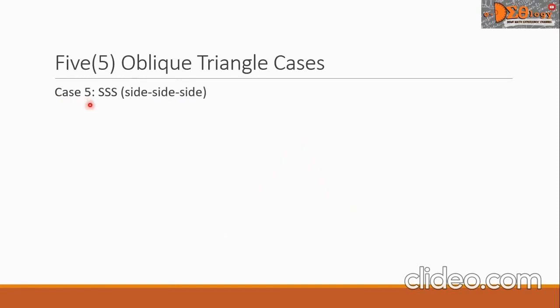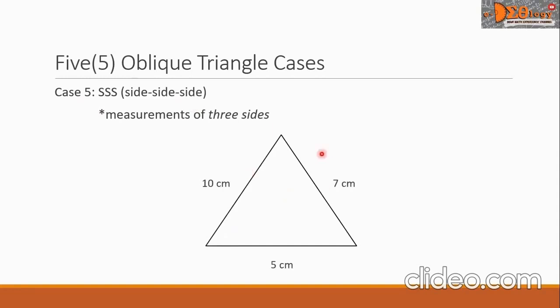Case 5 is SSS, which means side, side, side. In this case, measurements of three sides are given. Here is a triangle whose sides are 10 centimeters, 7 centimeters, and 5 centimeters respectively.